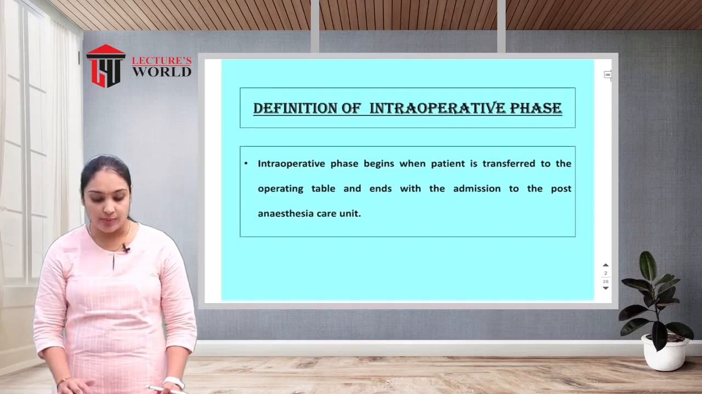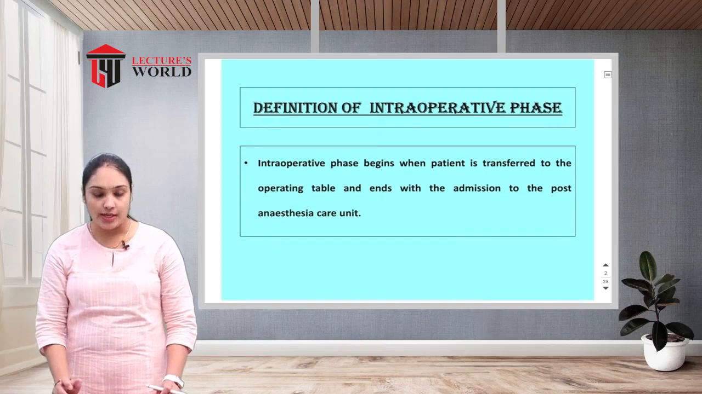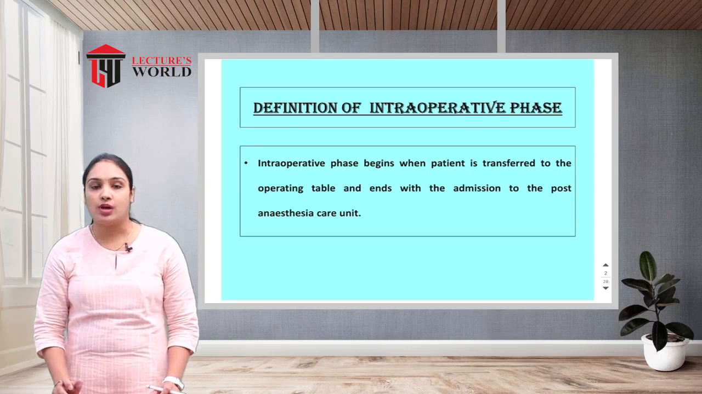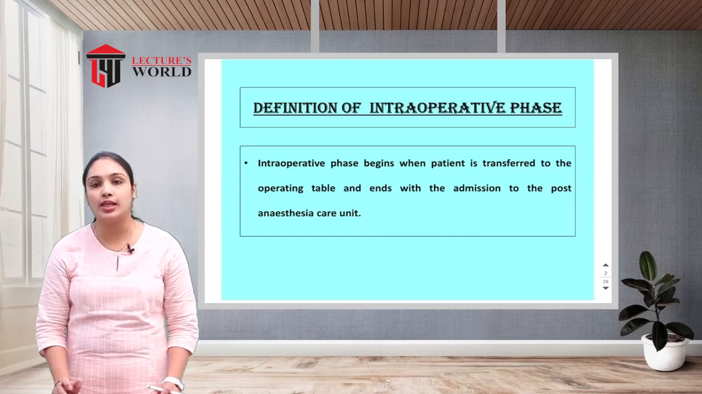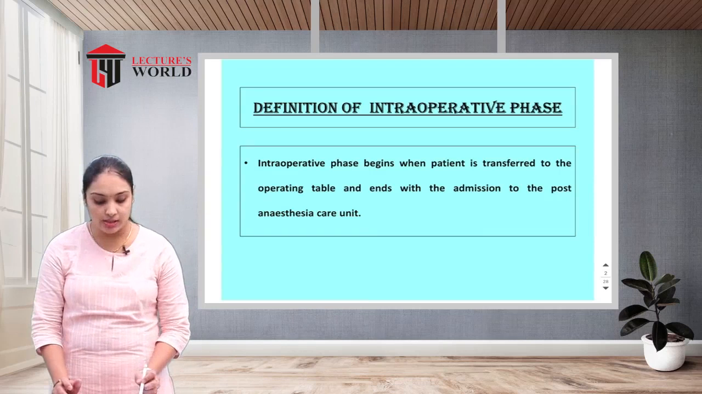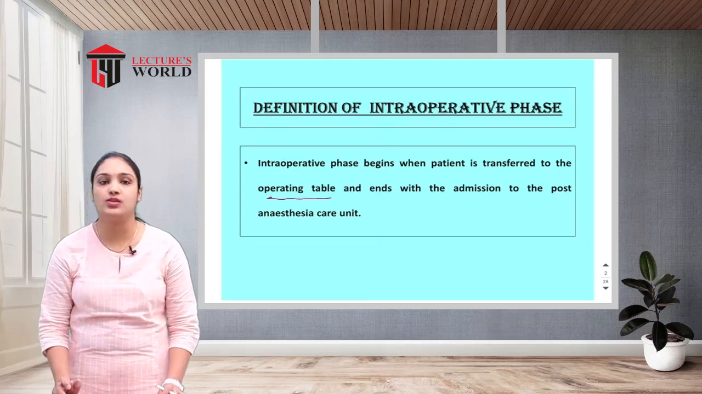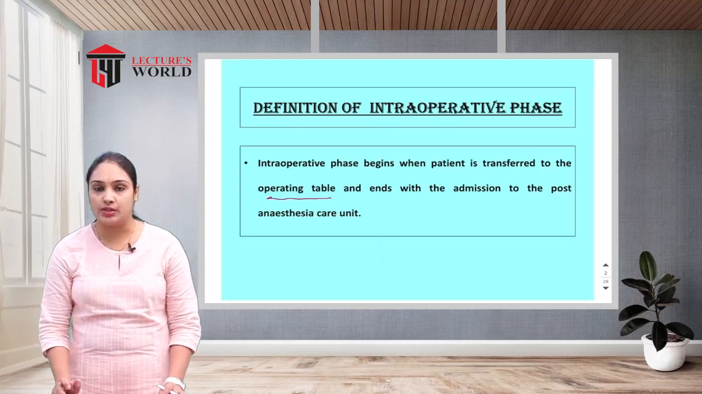So what is intraoperative care? Definition: the intraoperative phase begins when the patient is transferred to the operating table and ends with the admission to the post anesthesia care unit. Intra means what? Already we have discussed, intra means we are receiving the patient in the operation theatre. So whatever care we are going to give in the operation theatre, on the operating table, that is known as intraoperative care.